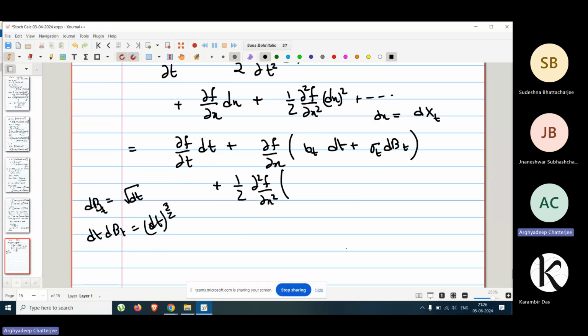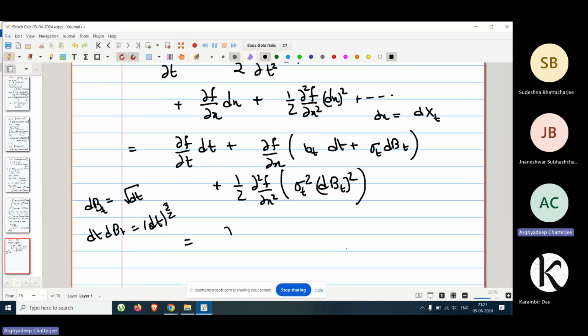And when divided by dt, the remaining term is a root dt term, and that will go to 0 as t goes to 0. So that is the main point. Here the only term that should survive is this sigma t squared dbt squared, and we want to replace dbt squared with dt.